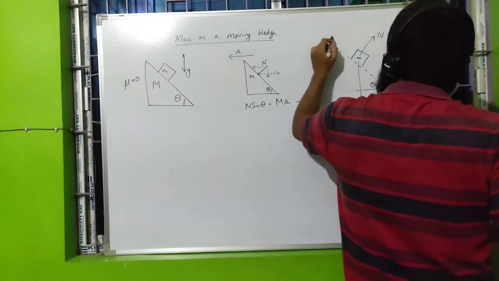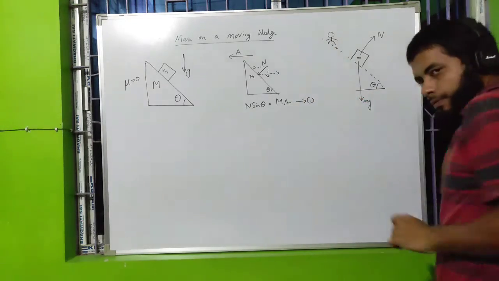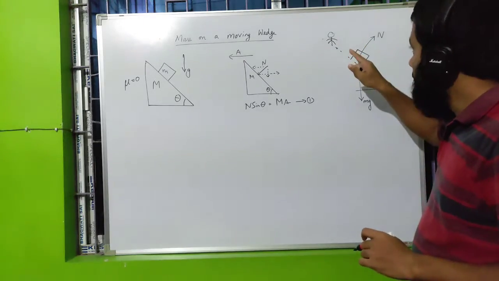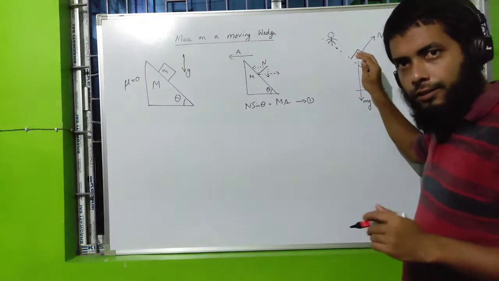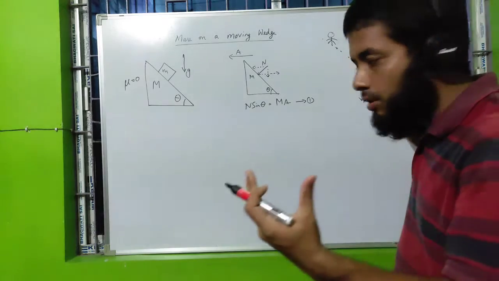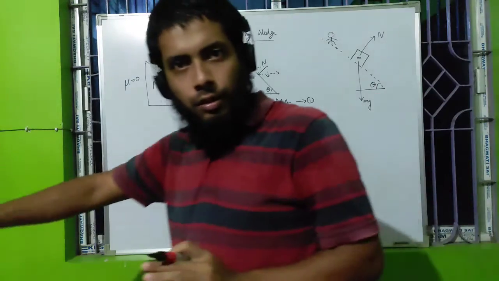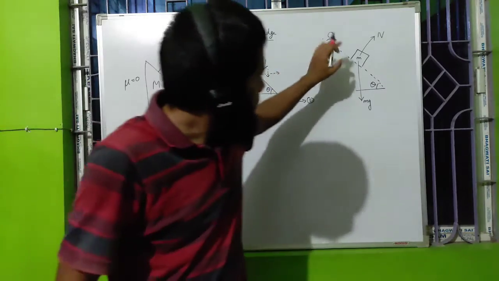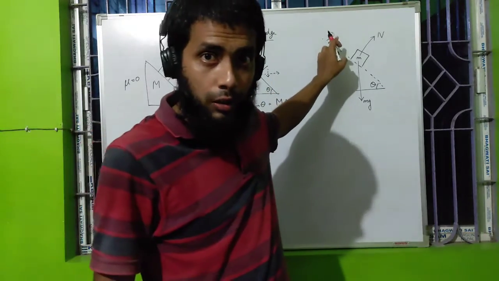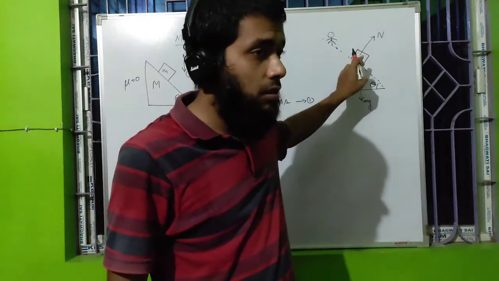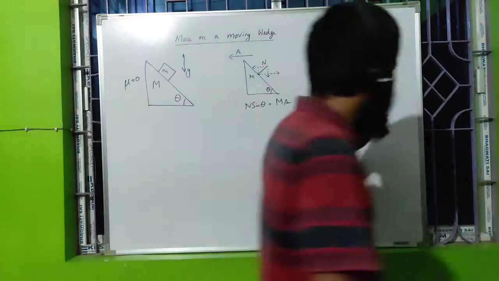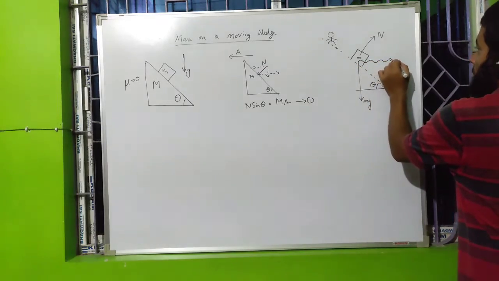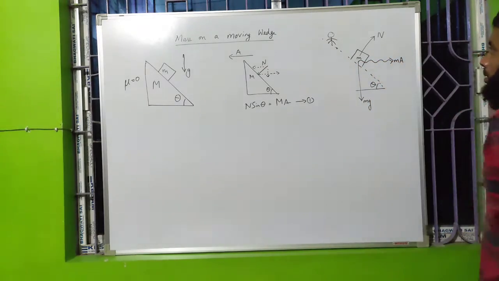That means to an observer who is standing on the wedge, he sees that this block feels a force in the forward direction, as this wedge moves backwards. This observer standing on the wedge sees that this block feels a force in the forward direction, which I show by drawing some wobbly lines, which is M into A.